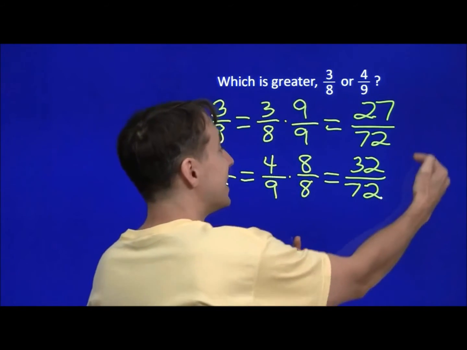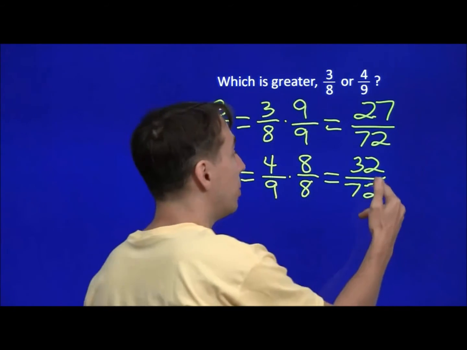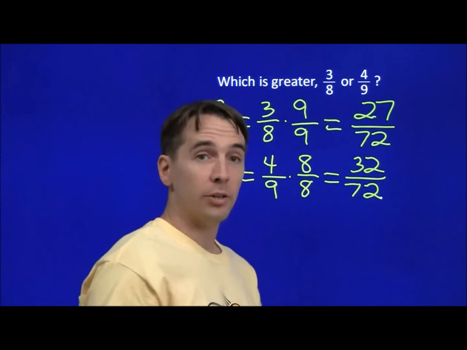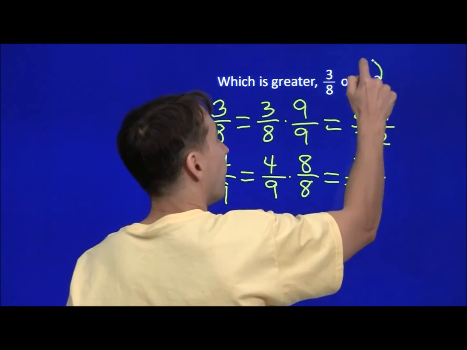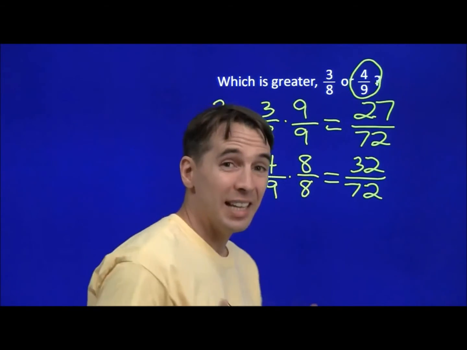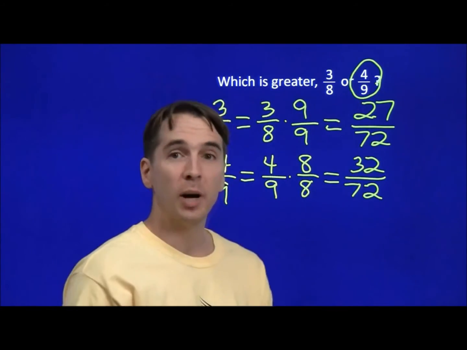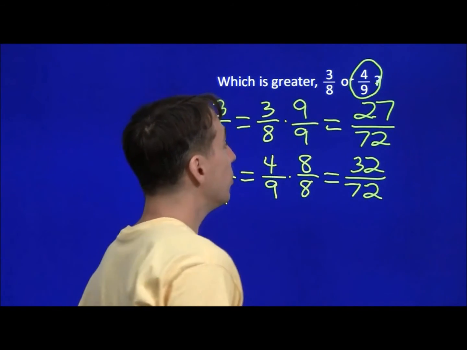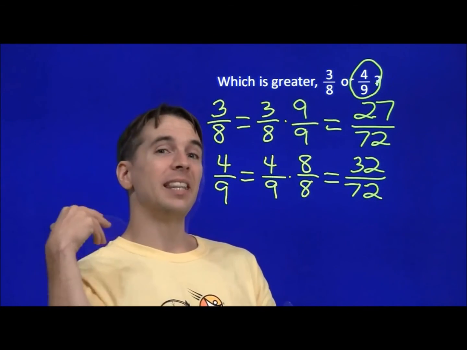As planned, the denominators are the same, so now we can compare them. We can see that 32 is greater than 27, so 4/9 is greater than 3/8, and now we have our strategy for comparing any two positive fractions. All I have to do is make the denominators the same, and then we're done.